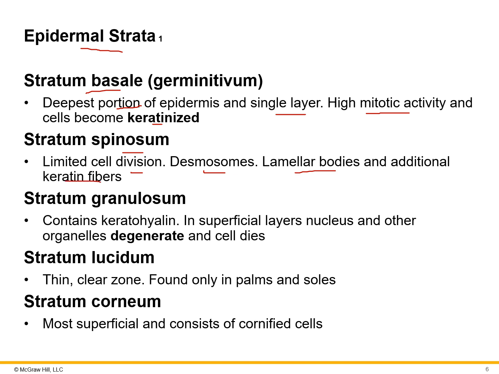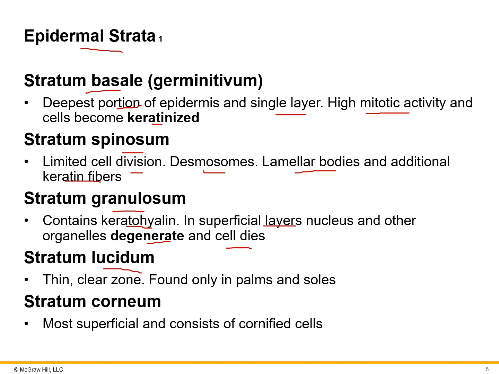Then we have the stratum granulosum. This has what's referred to as keratohyalin. And then in superficial layers, the nucleus and other organelles actually degenerate and the cell starts to die. So again, as we're moving away from the basement membrane, those cells are less active. They're starting to fill with keratin and die.